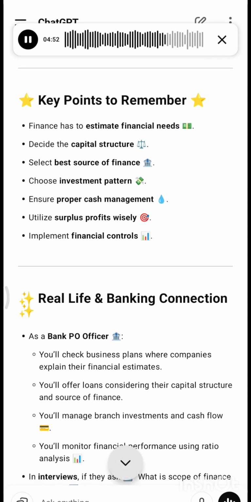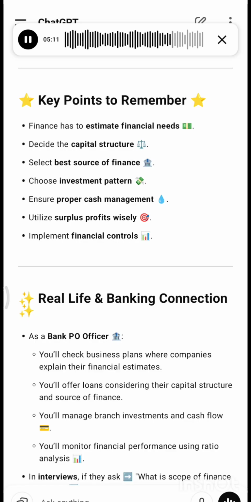Key points to remember. Finance has to estimate financial needs, decide the capital structure, select the best source of finance, choose investment pattern, ensure proper cash management, utilize surplus profits wisely, and implement financial controls.